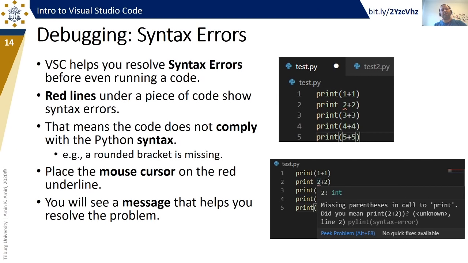So first of all, VS Code can help you resolve syntax errors before even running the code. Sometimes you see some red lines under some code. That means something is wrong here. You need to place the mouse on that red line. A message pops up like this. For example, here it says that a parenthesis, a rounded bracket, is missing. So it tells you that you need to add a parenthesis or a rounded bracket here.